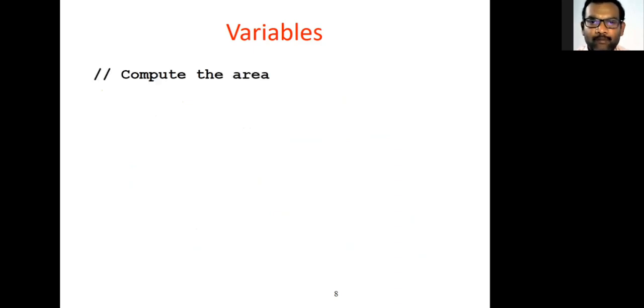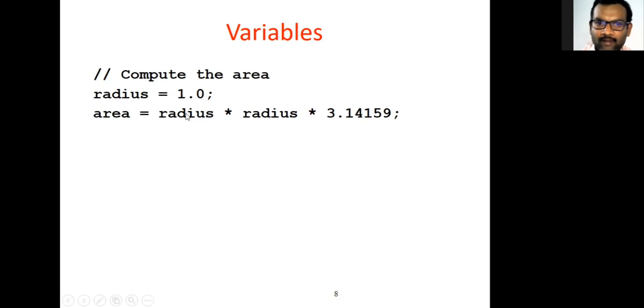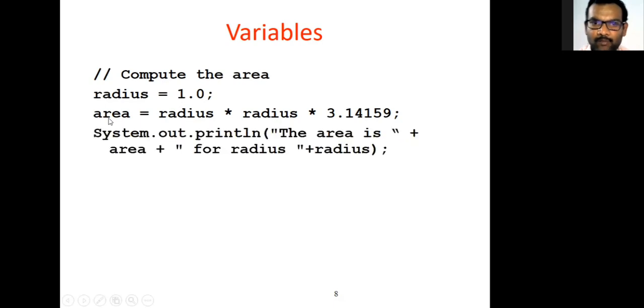Suppose we want to compute the area of a circle, then we need one input called a radius, and the radius can be taken as one variable. This is the name of the variable, and we are assigning some value to the variable radius. After computing, the result is stored in another variable called area. Now to display the output, we use the System.out.println statement, which is similar to the printf statement in C language.